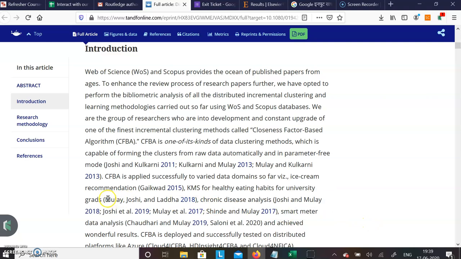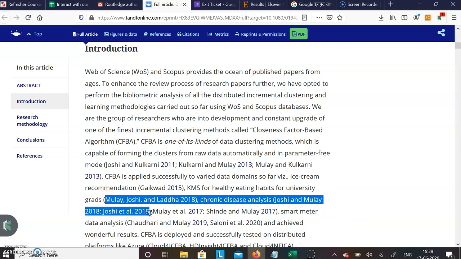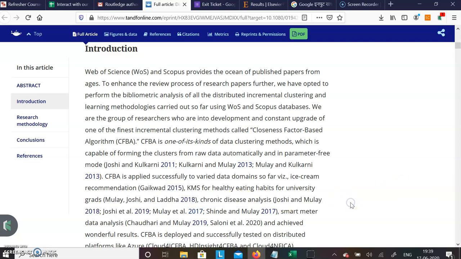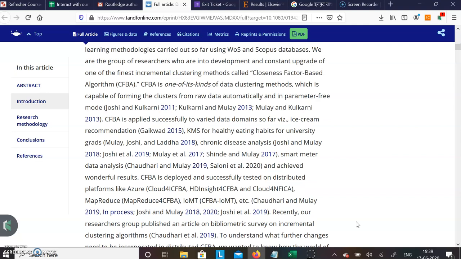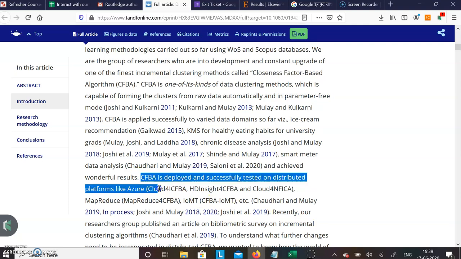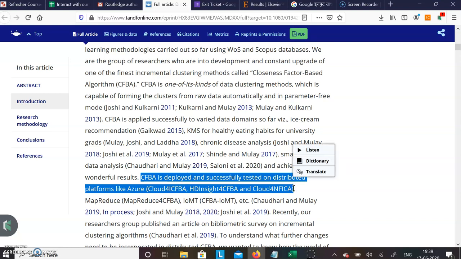The algorithm extensions and enhancements which we worked on till 2018 and 2019 are chronic disease analysis and diabetes analysis using CFBA. But till then, CFBA was only an incremental clustering algorithm. We had never worked on a distributed incremental clustering algorithm by then, but the moment we received a grant from Microsoft Azure, we moved on and came up with these many versions of our algorithm in a distributed format, and we have published papers on the implementation details as well.